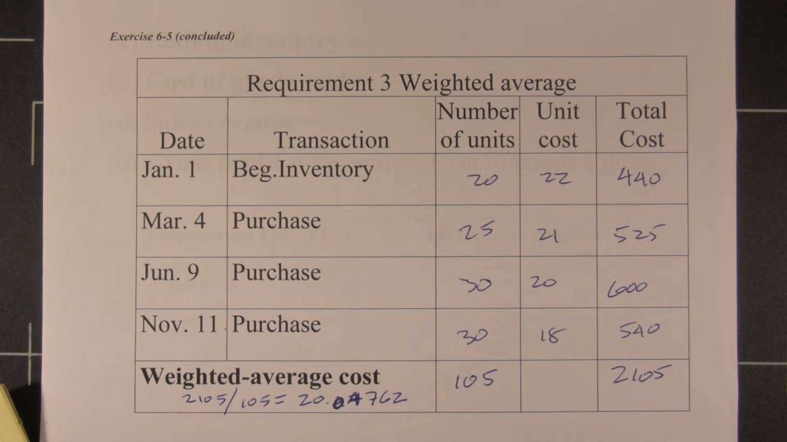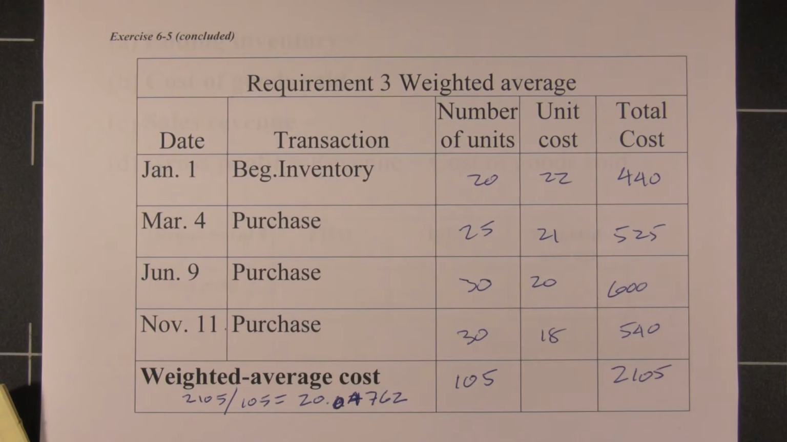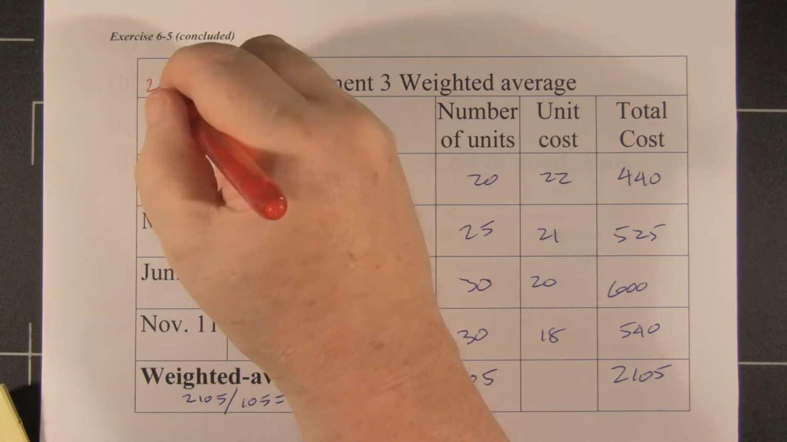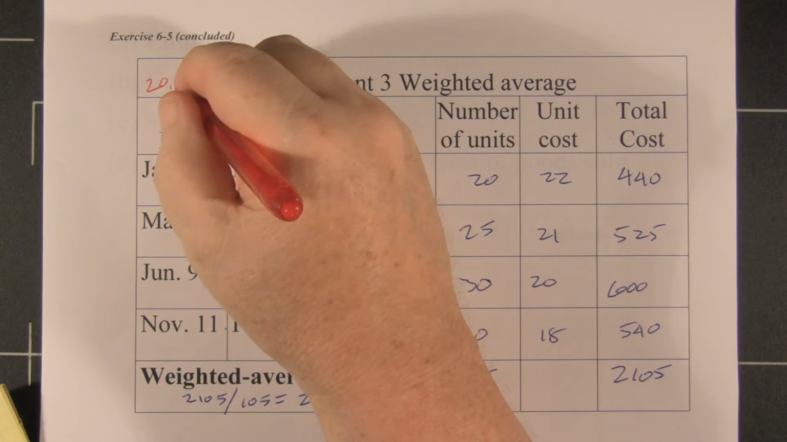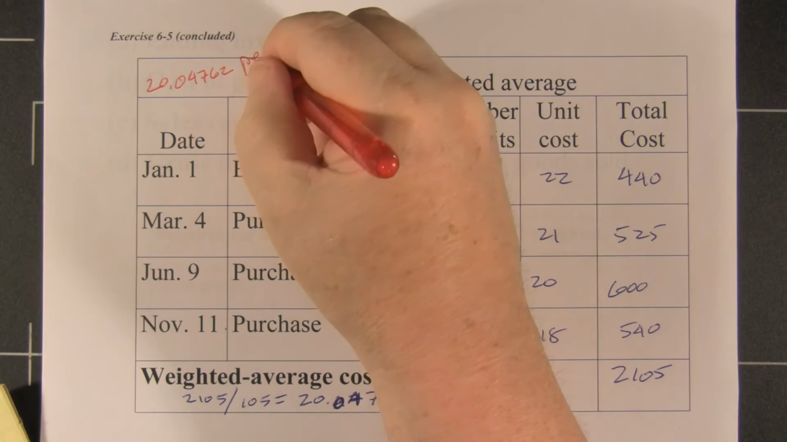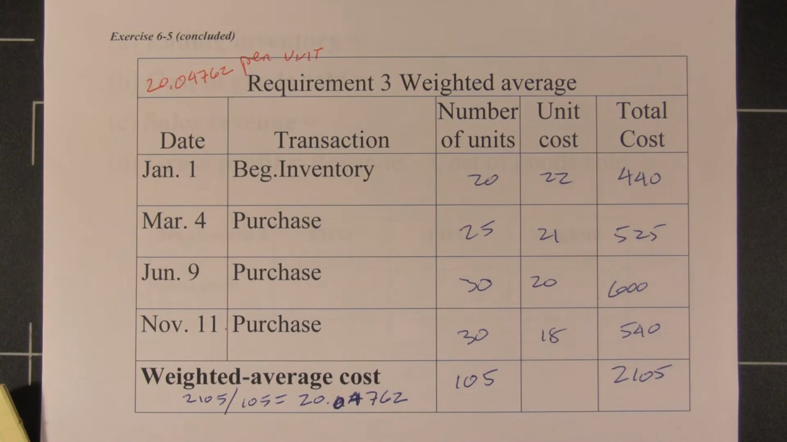Okay, so that's our average cost per unit. So each one of these units, the weighted average cost for each unit, whether we still have it in ending inventory, whether it's our 24 units in ending inventory or the 81 units we sold, each unit we're going to act as if we paid $20 and 0.04762 per unit for every unit.